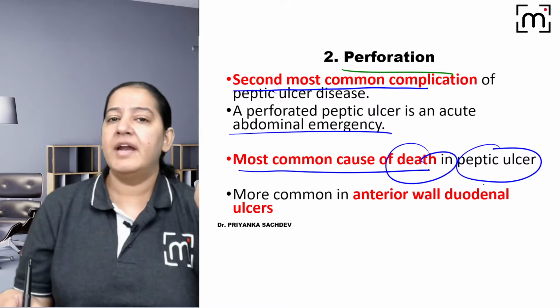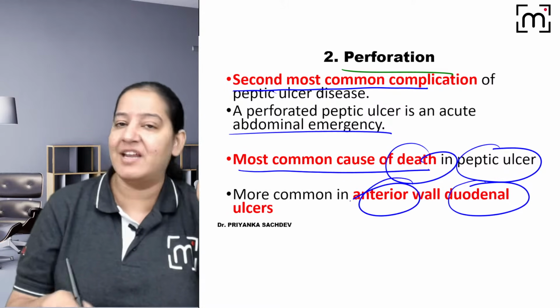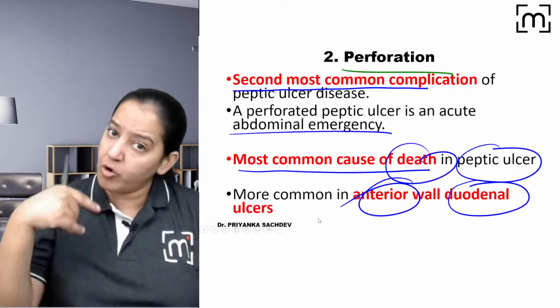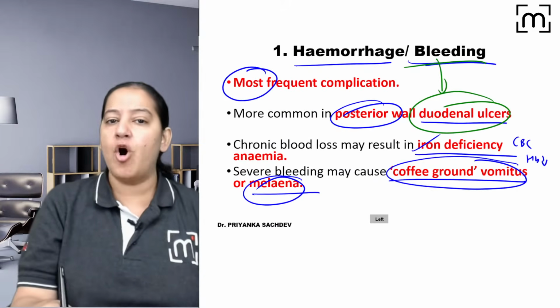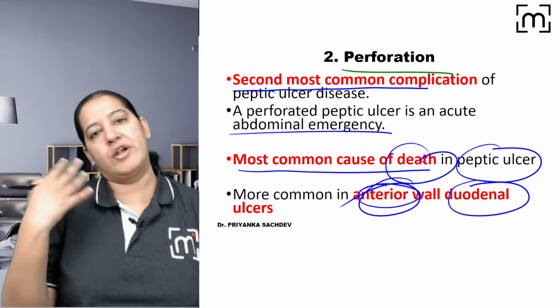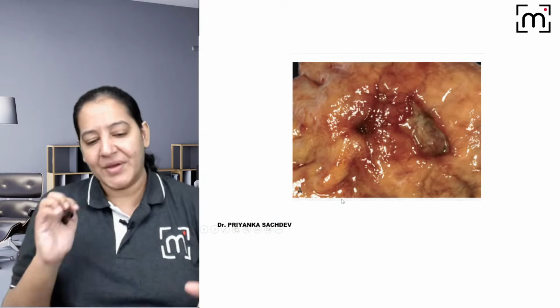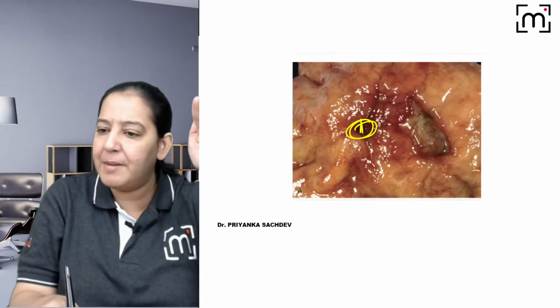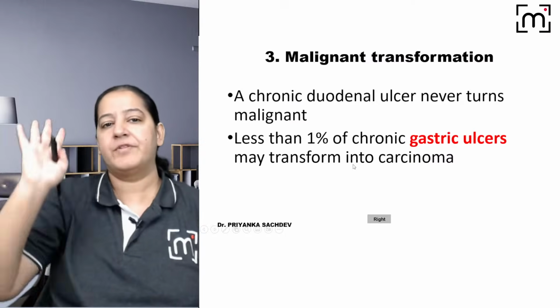Again, it is more common in duodenal ulcer in the anterior wall. So both the complications, the bleeding as well as perforation, are more common in duodenal ulcer, but bleeding is common from the posterior wall duodenal ulcer and perforation is common in the anterior wall duodenal ulcer. I guess you got it. You can see here a diagram of the perforation. The ulcer is deeper and deeper, and it is perforated. Give me a thumbs up.